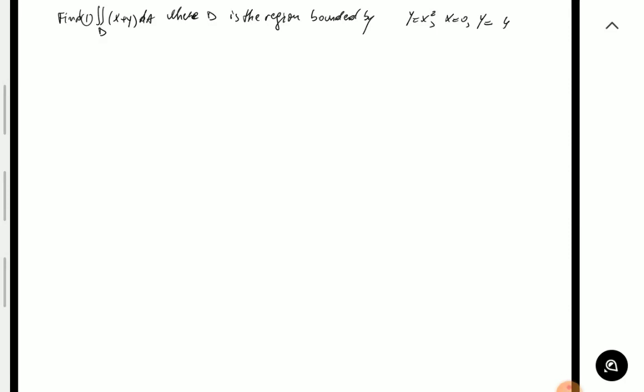All right, so let's go over our first example. Let's say the problem states: find the double integral of x plus y dA, right? So the function to integrate is x plus y, where the domain D is the region bounded by the curves y equals x squared, x equals 0, y equals 4. This is the typical problem from now on. This is a typical integration problem that kind of has all the elements. It can be made easier.